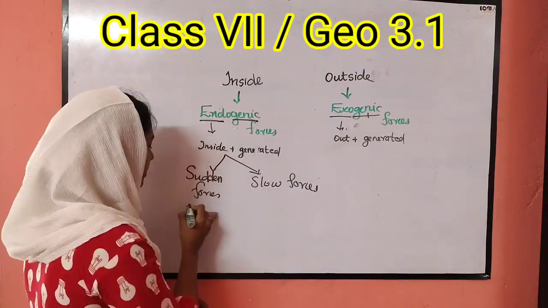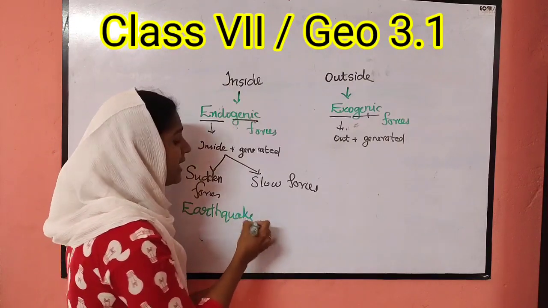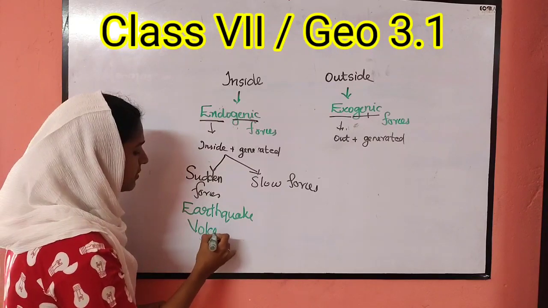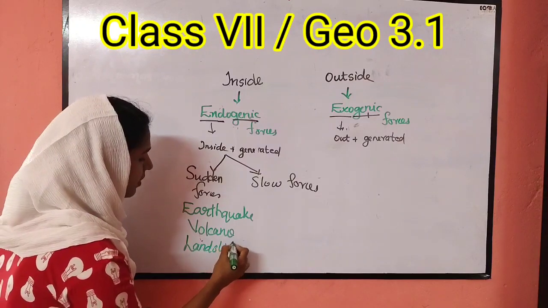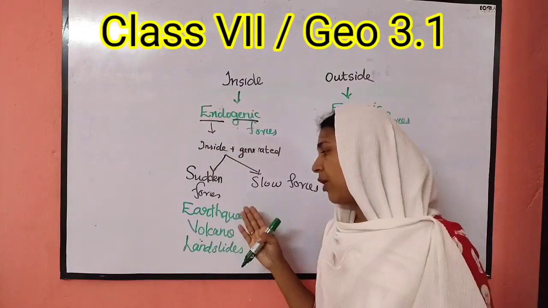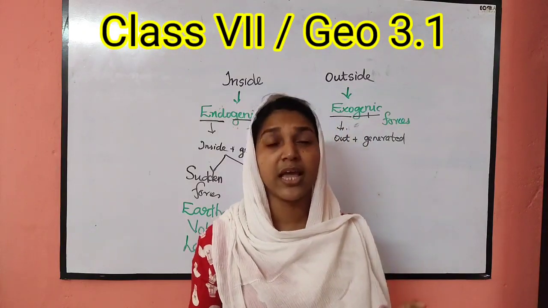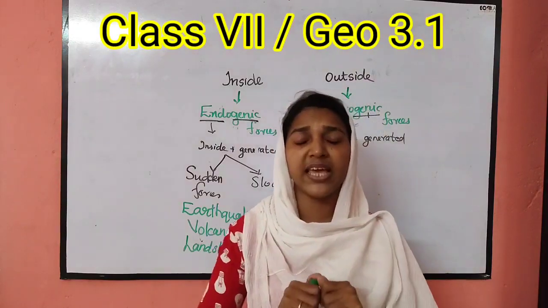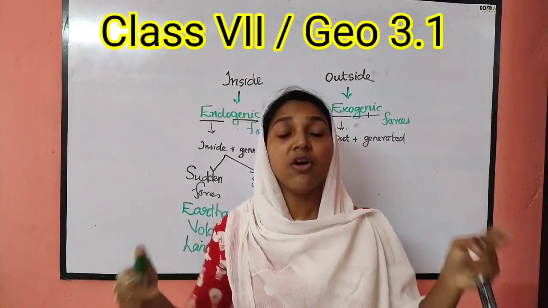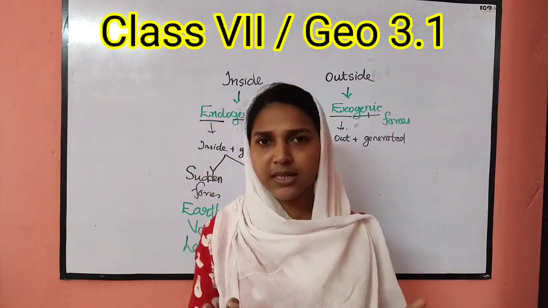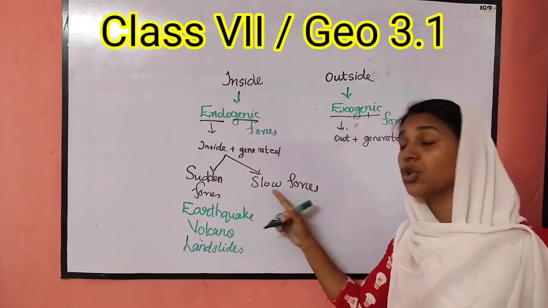And these forces lead to earthquakes, volcano eruptions and landslides. We know the earthquake and volcano eruptions happen quickly, within seconds. So these happen because of the sudden forces that are coming to the surface of the earth from the inside of the earth. Is it clear?